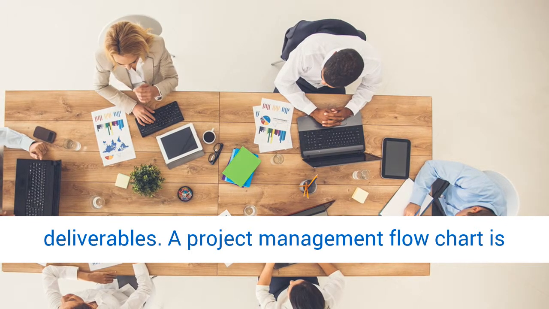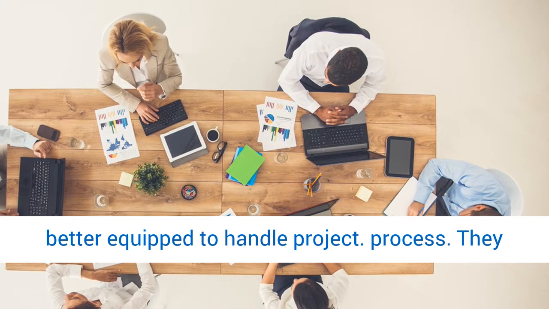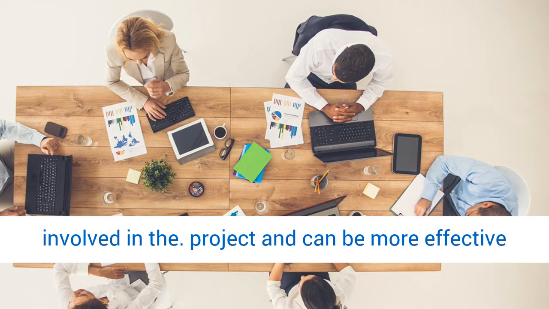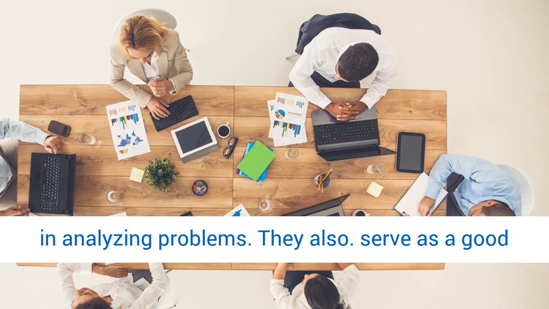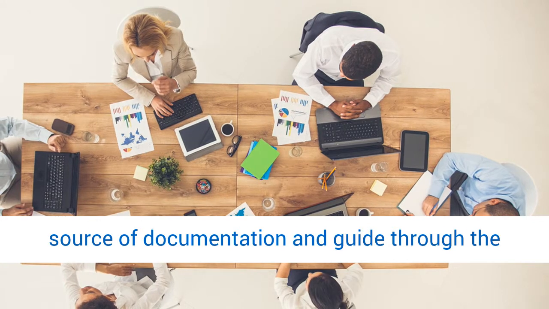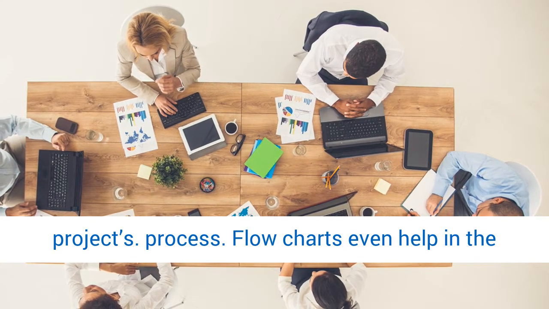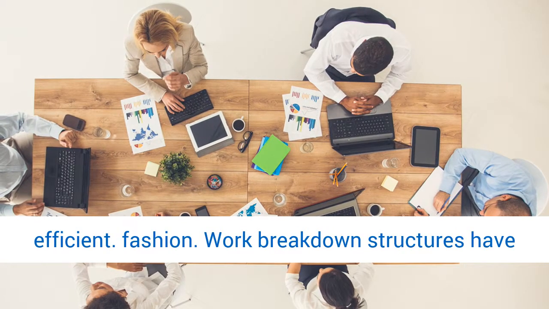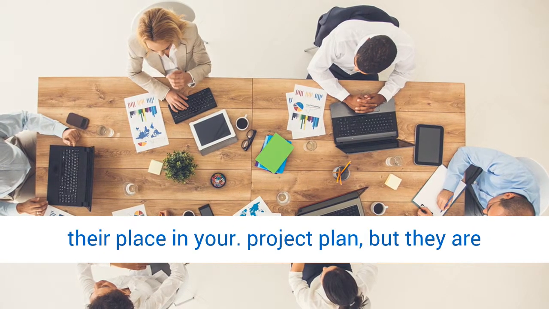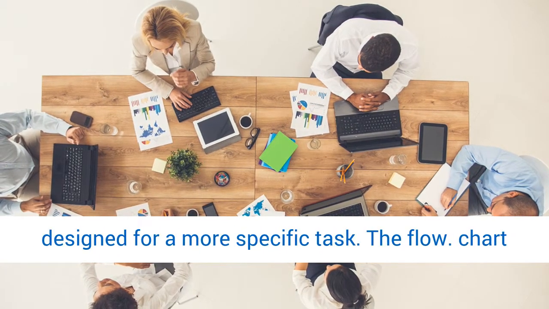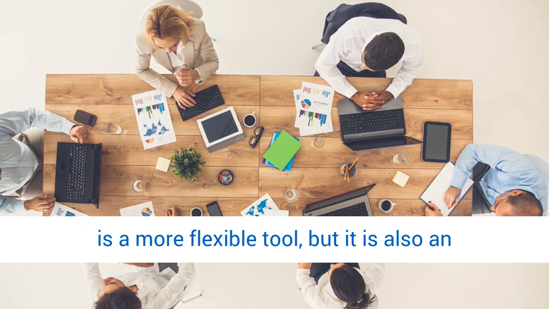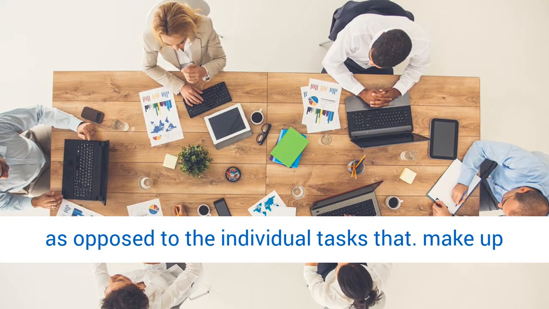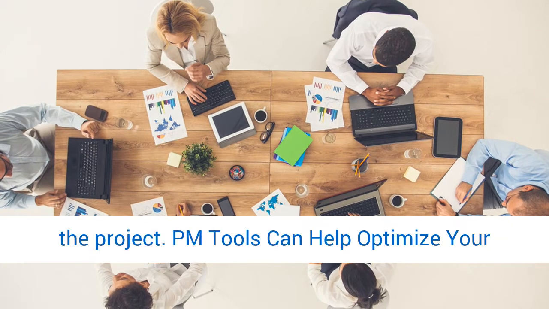A project management flowchart is better equipped to handle project process. They better communicate the process to everyone involved in the project and can be more effective in analyzing problems. They also serve as a good source of documentation and guide through the project's process. Flowcharts even help in the debugging process and maintenance by placing effort where it's most needed and in a more efficient fashion. Work breakdown structures have their place in your project plan, but they are designed for a more specific task. The flow chart is a more flexible tool, but it is also an instrument for the overall process of the project as opposed to the individual tasks that make up the project.